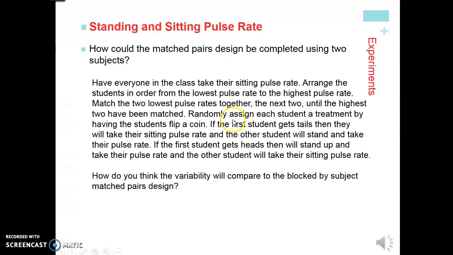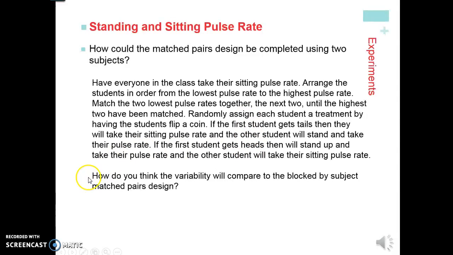Then I randomly assign each treatment by having the students flip a coin. You can flip a coin with matched pairs because you guarantee that one's going to get one treatment and one's going to get the other. If the first student gets tails, they'll take their sitting pulse rate and the other student will stand and take their pulse rate. And what happens if the first student gets heads? They'll stand up and take their pulse rate, and the other person will sit down and take their pulse rate. So just make sure you're explaining how the randomization is going to occur in both instances.